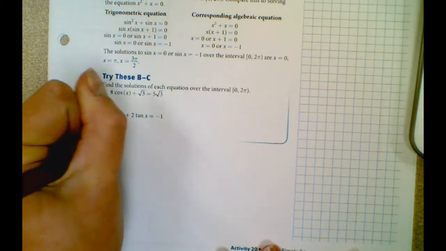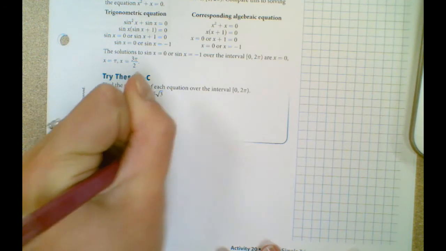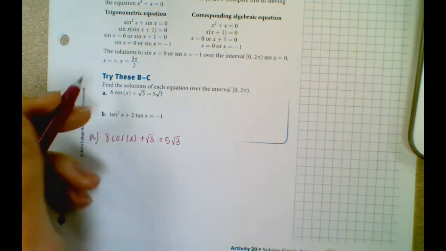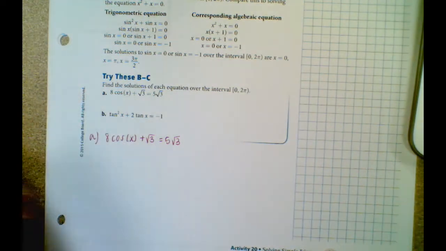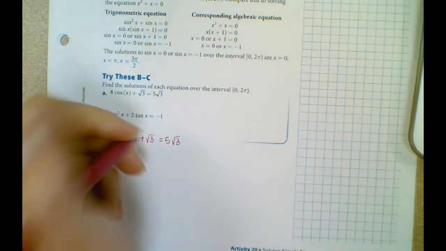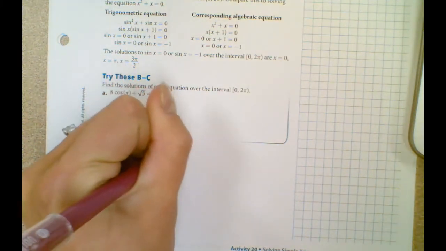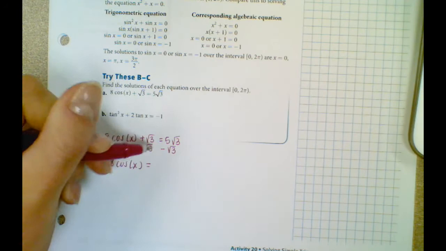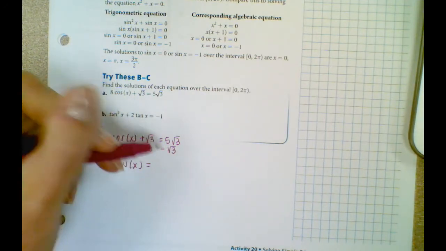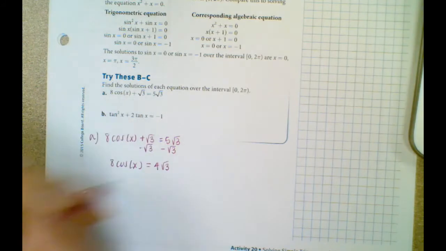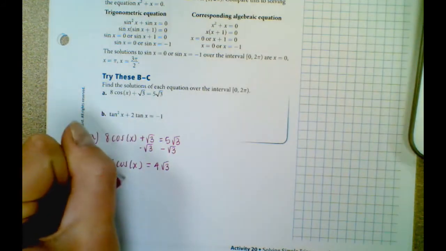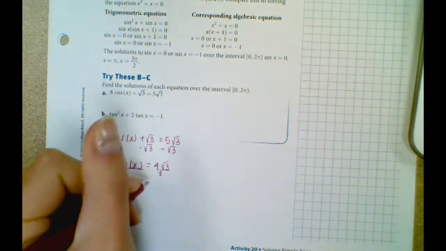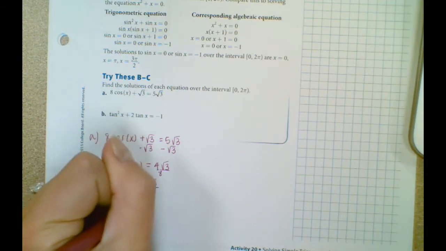All right, so I have 8 cosine of x plus the square root of 3 equals 5 square root of 3. I'm going to subtract the square root of 3 first, because this is really just 8x plus the square root of 3, right? So when I subtract the square root of 3, I get 8 cosine of x equals, this is really just 5 minus 1. You subtract the coefficients, so this is 4 square root of 3. Then I'm going to divide both sides by 8. So I get cosine of x equals, I'll show my work, 4 over 8. That's 1/2. So this is square root of 3 over 2.